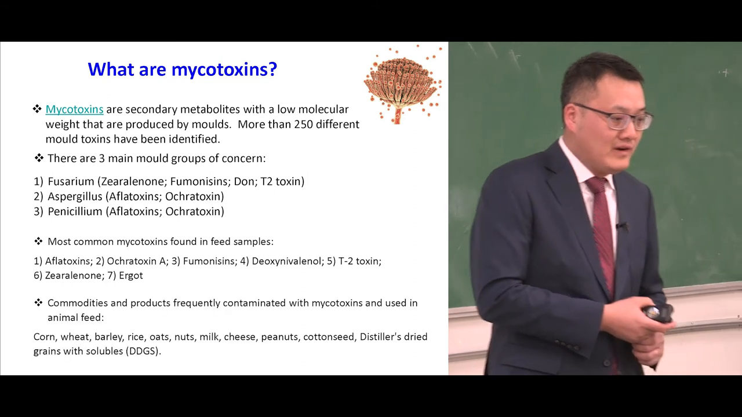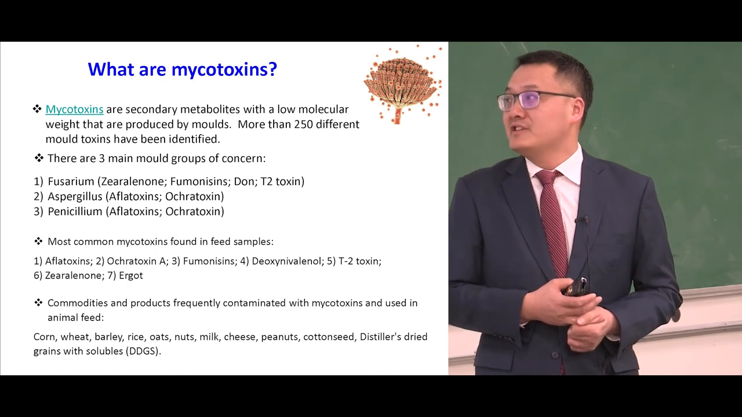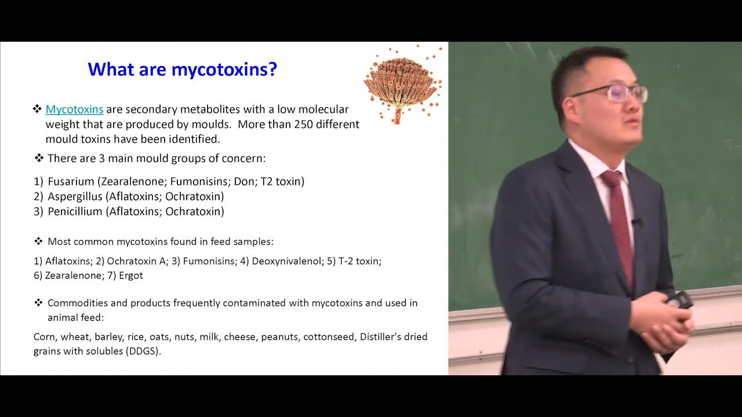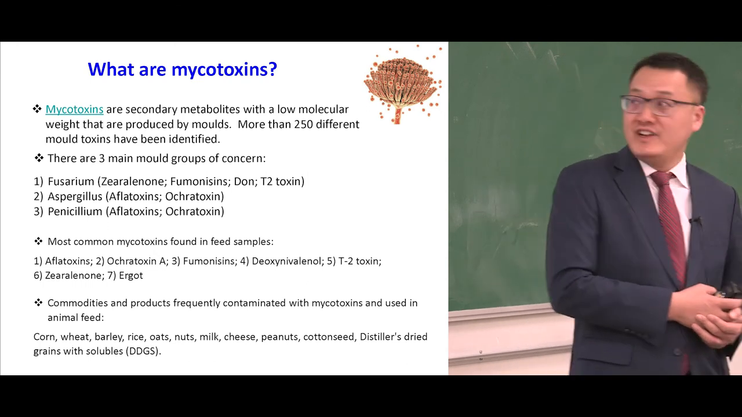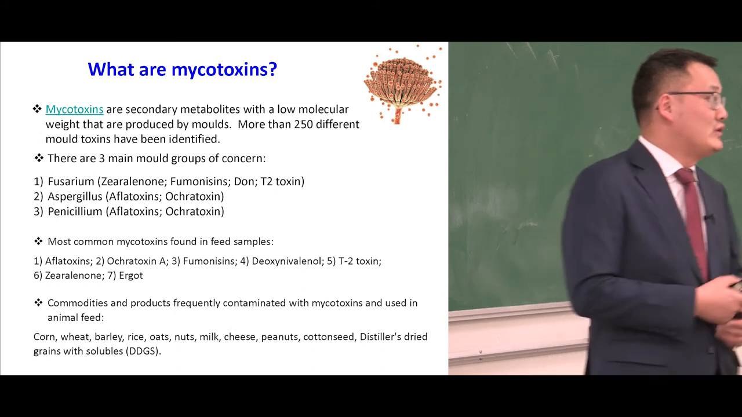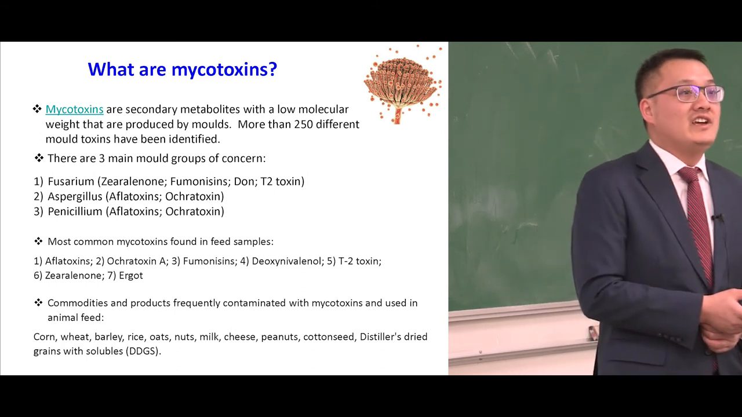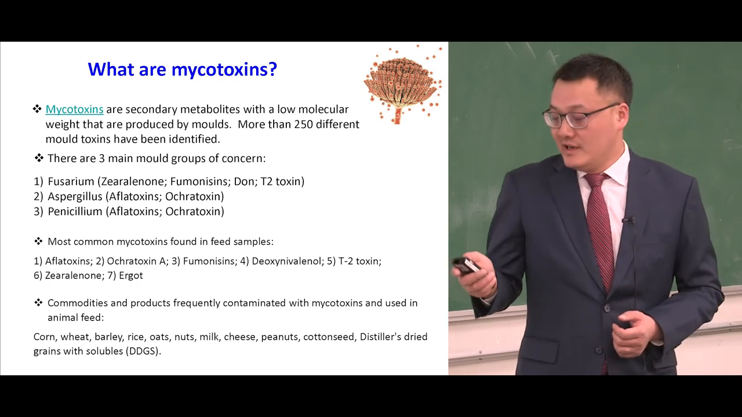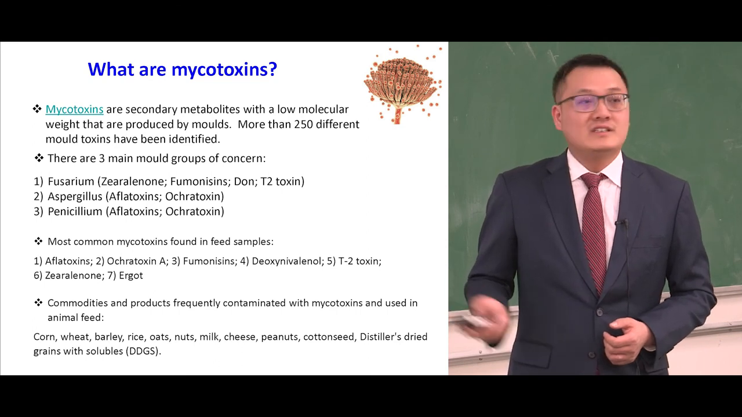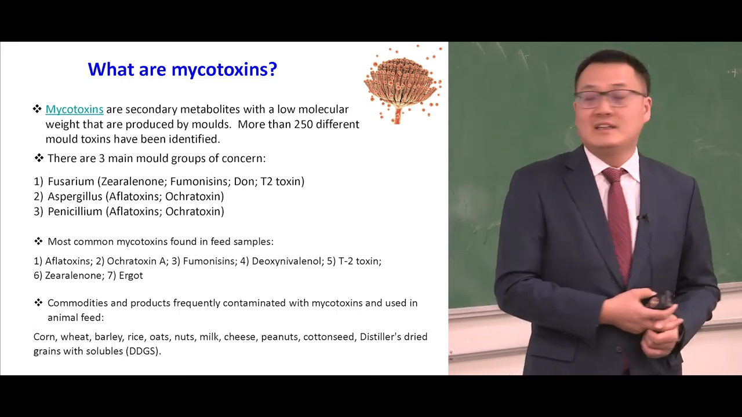The common commodities found contaminated with mycotoxins that are used in animal feed are mainly corn, wheat, and barley. These are mainly the grains used in Canada and the US. And rice is mainly used in Southeast Asia and the Asian territory. And also oats as well. These can be used as piglet feed, and they have quite high palatability.